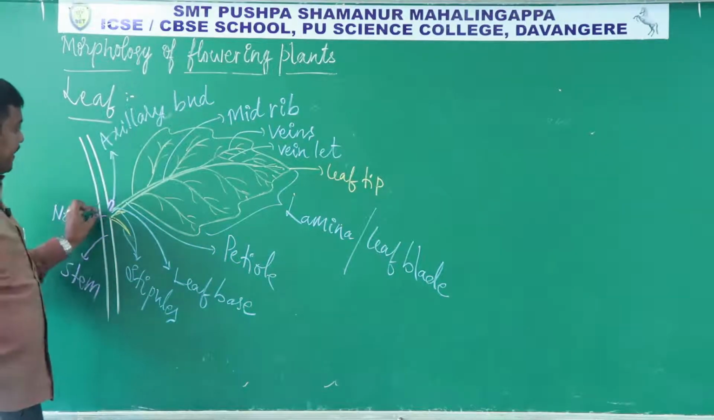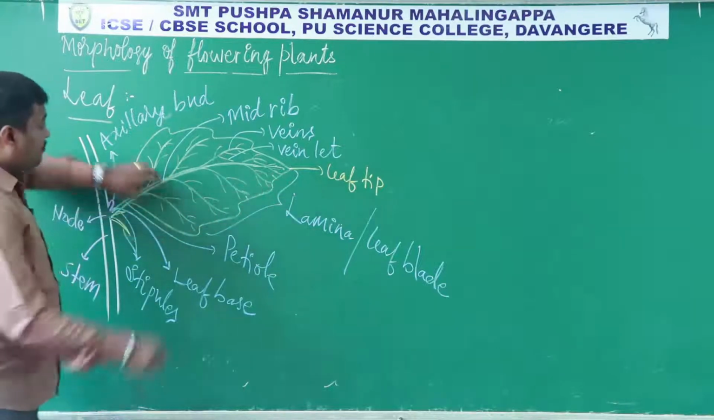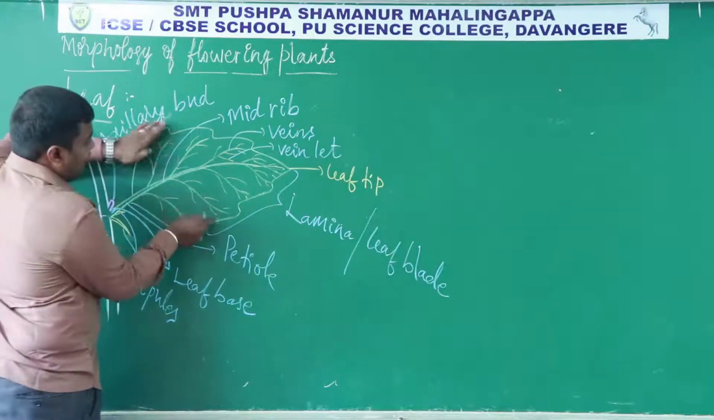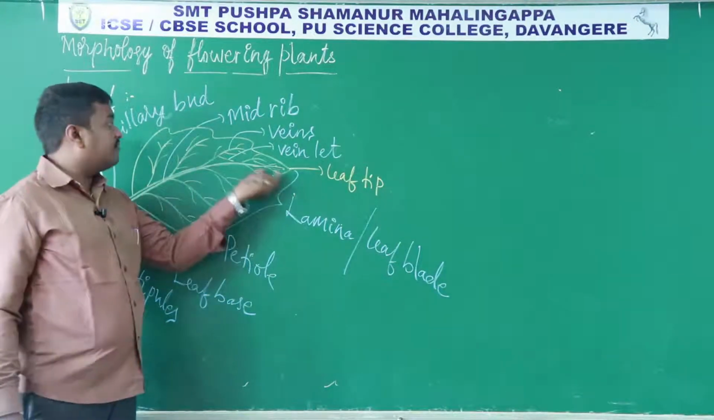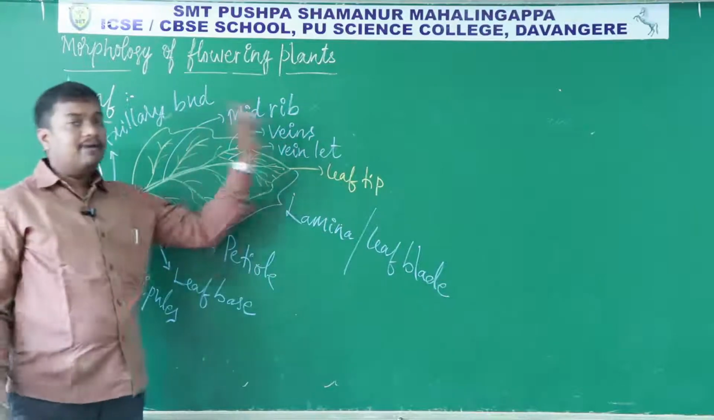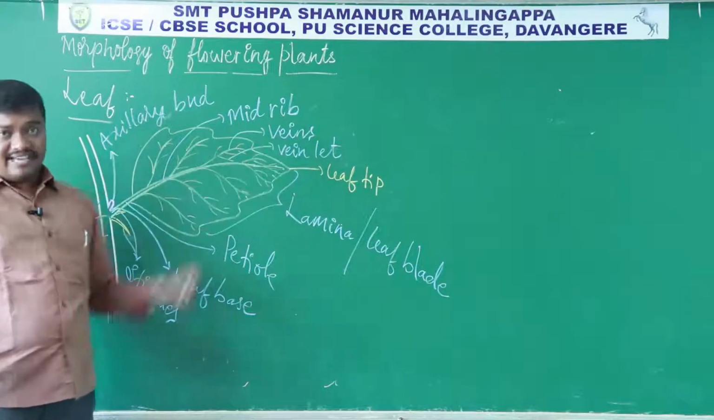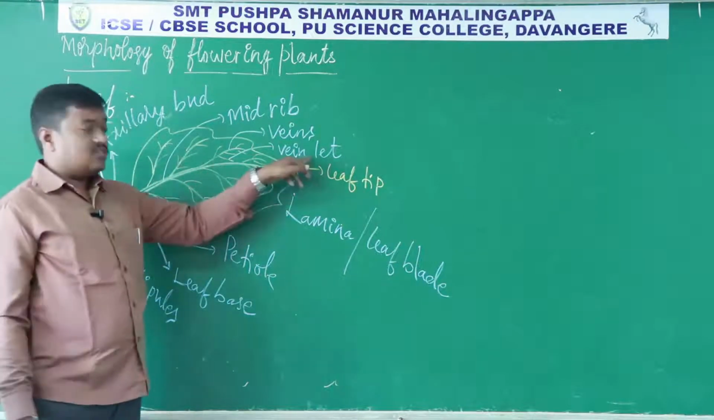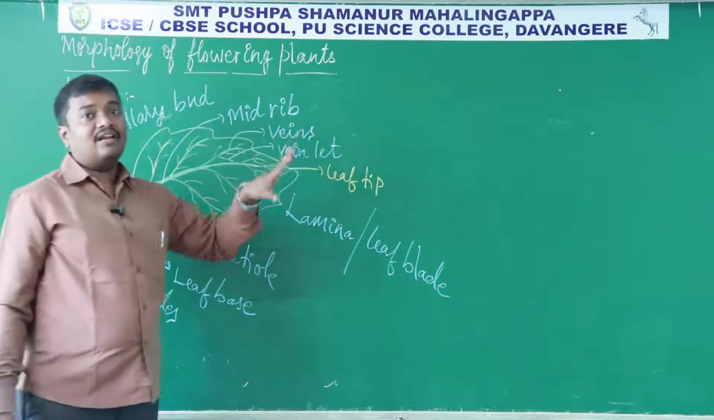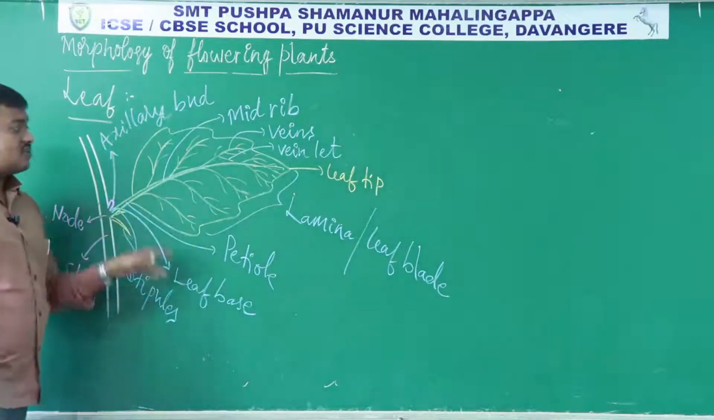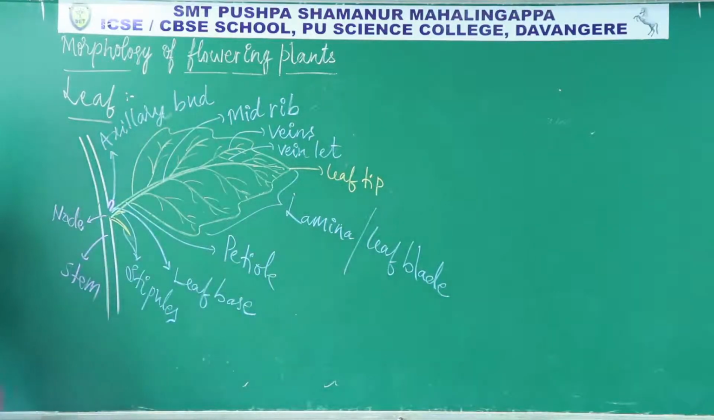The petiole is the stalk of a leaf. It extends further, and on both sides of the petiole the lamina is present. That central prominent nerve is called the midrib. This midrib shows branches. Those branches are veins. These veins again show branches called veinlets. That entire green, dorsiventrally flattened part of the leaf is called the lamina or leaf blade.